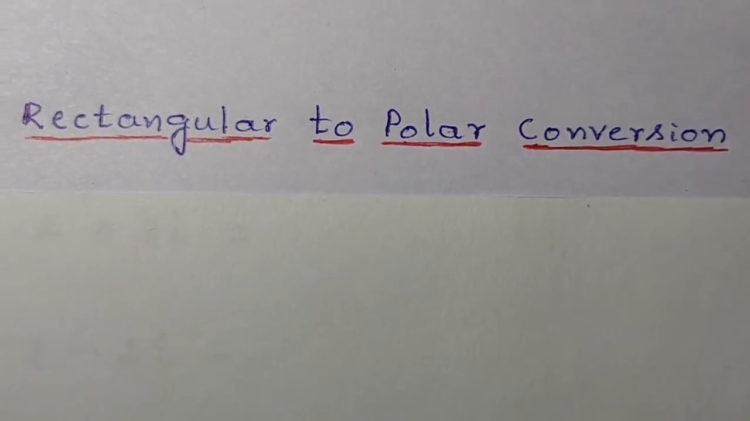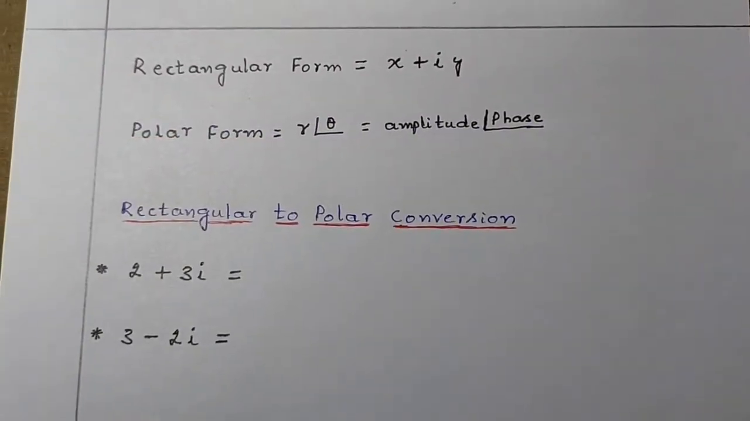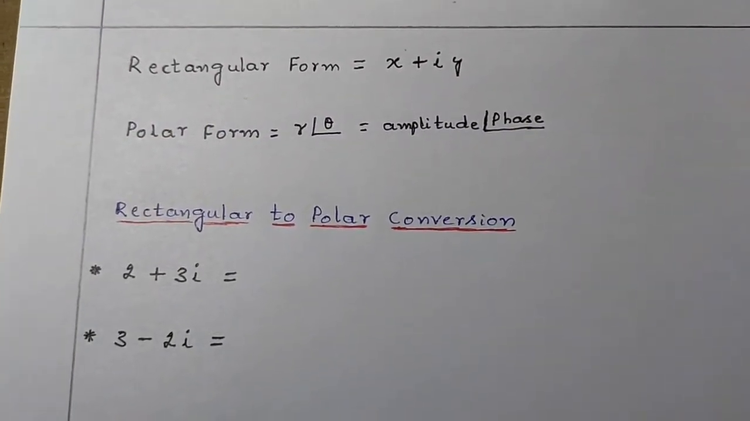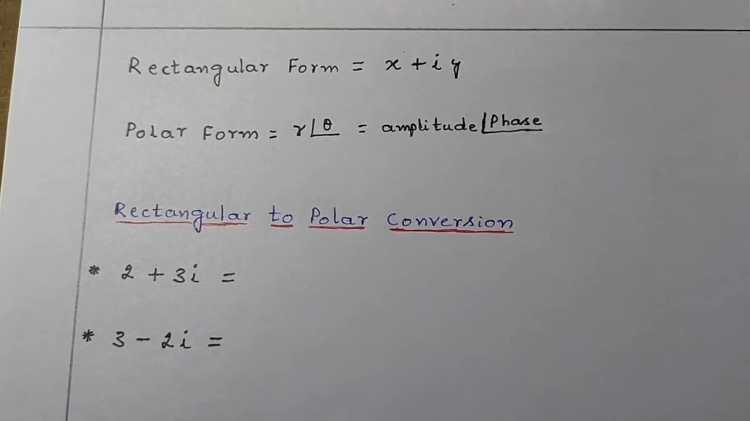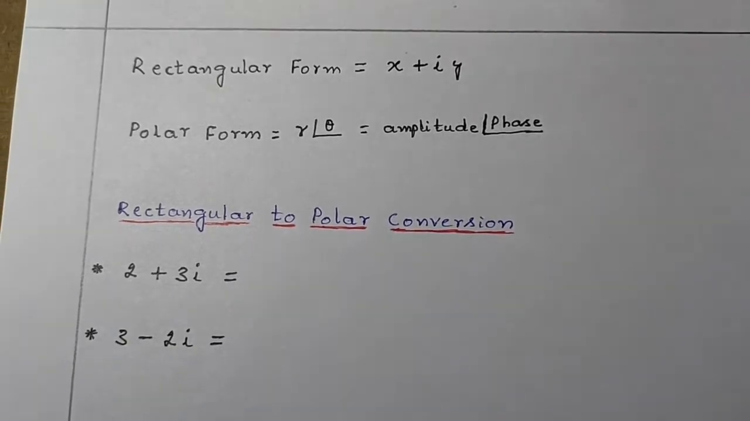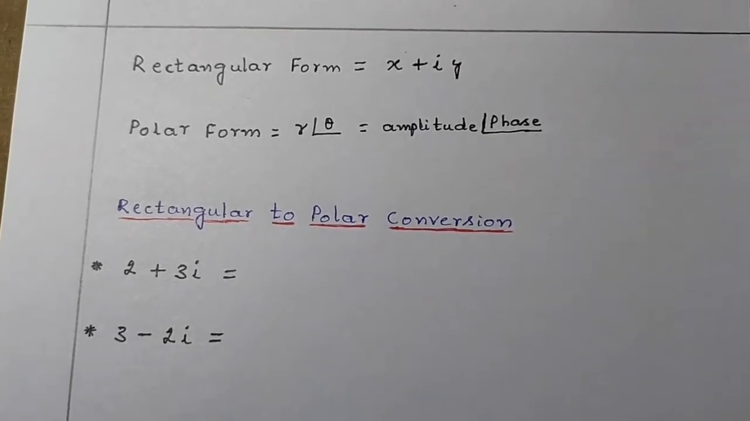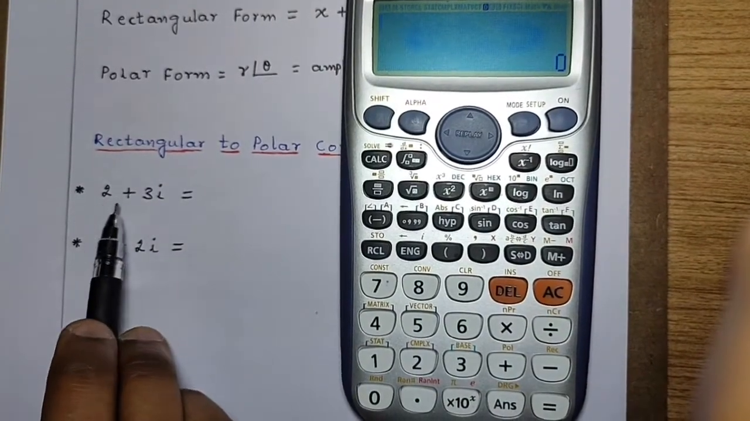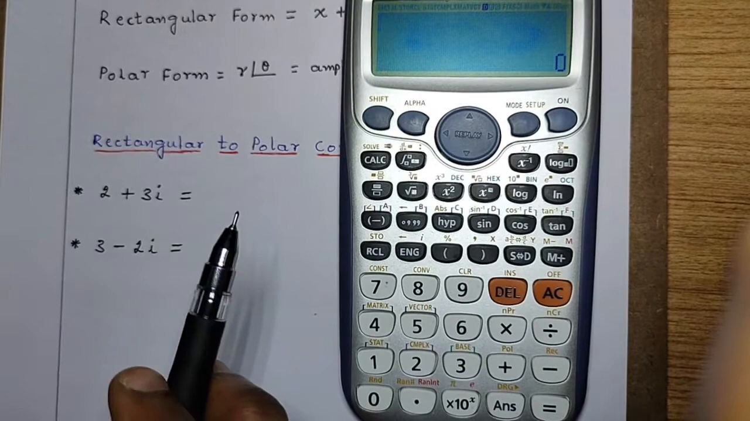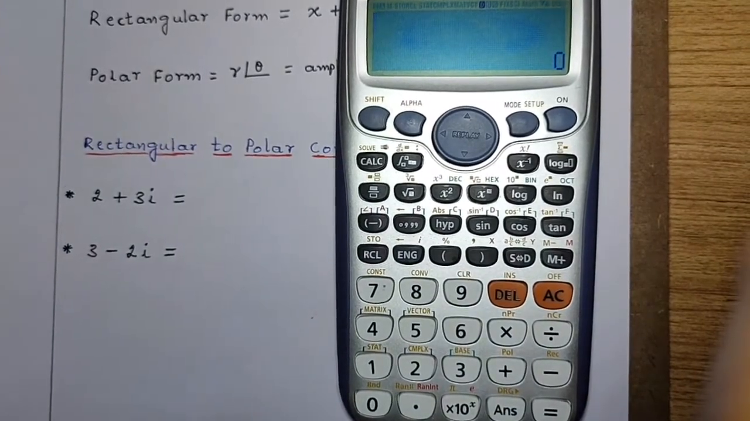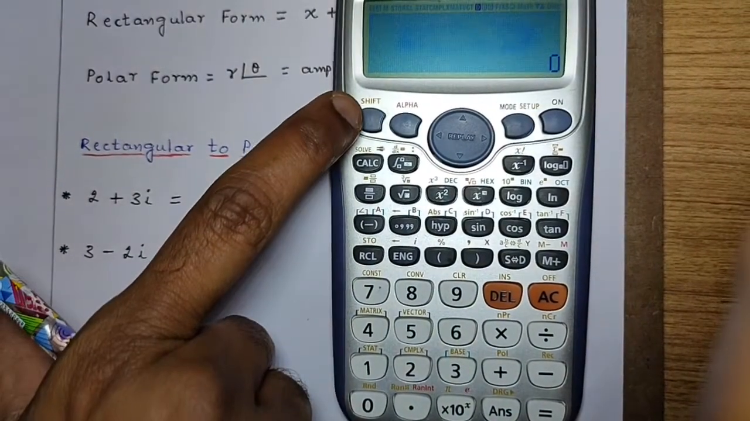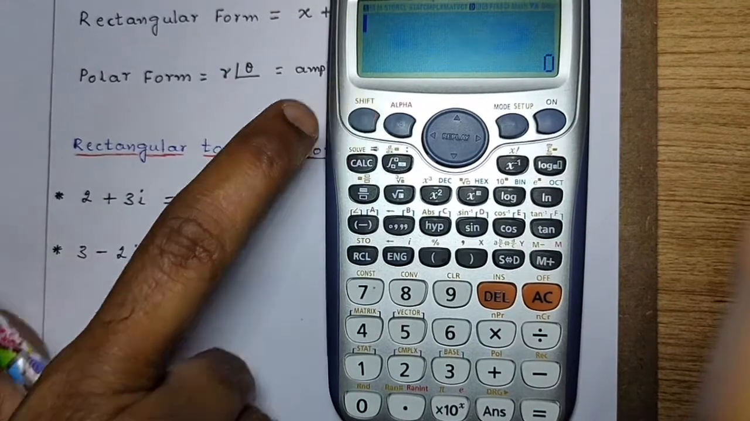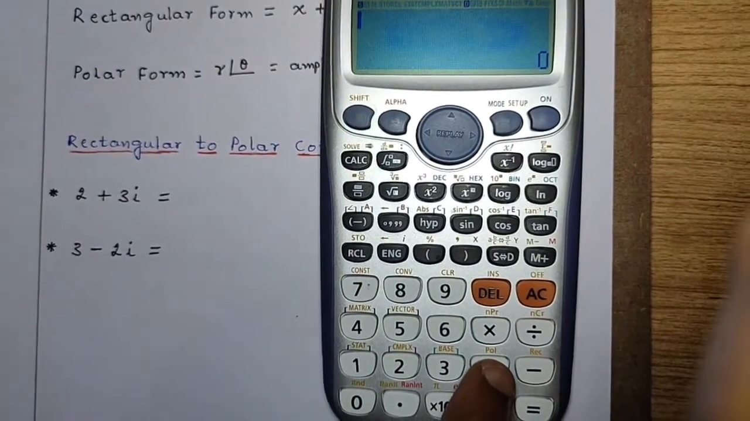Let us consider two examples for that. 2 plus 3i is one example, 3 minus 2i is another example. Now let us go through the calculator procedure with the first example, 2 plus 3i. Here you can observe that I am not using the complex mode, only degree mode of representation is being used in the calculator. Now first let us type shift and plus symbol.